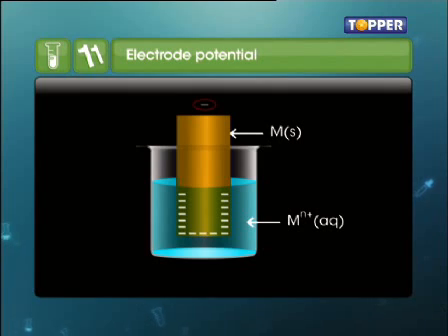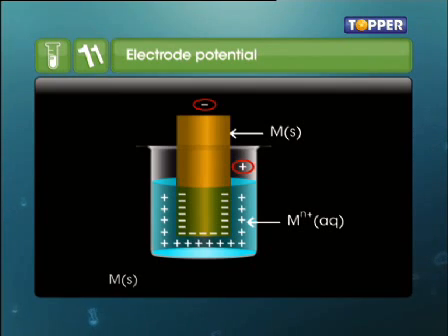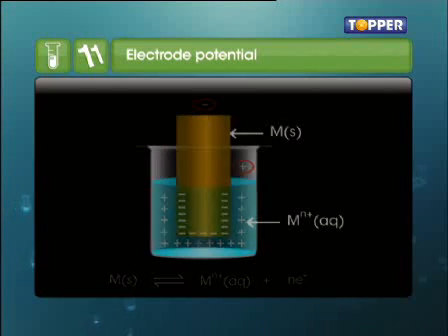In doing so, the metal develops a negative charge because of the electrons which are released. At the same time, the solution develops a positive charge. This process would continue till a state of equilibrium is reached.